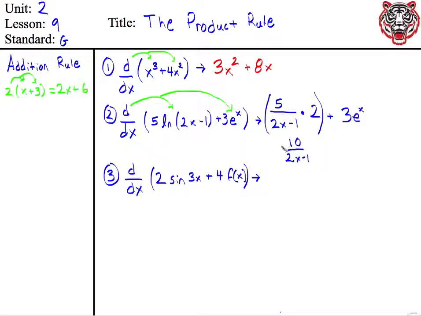2x minus 1 plus 3e to the x. So let me explicitly write that down. We always need to look for the inner. Most people will only look for the outer. Always look for inner.